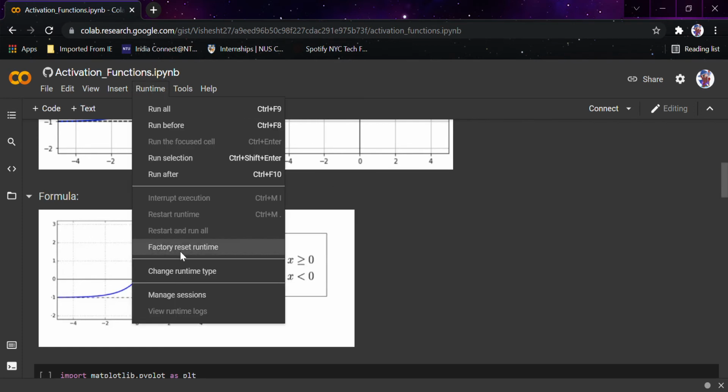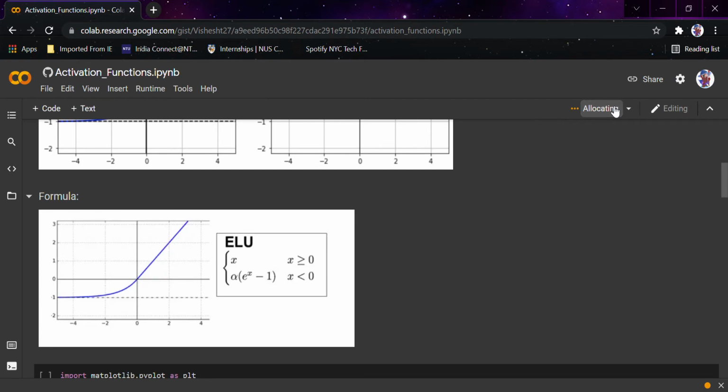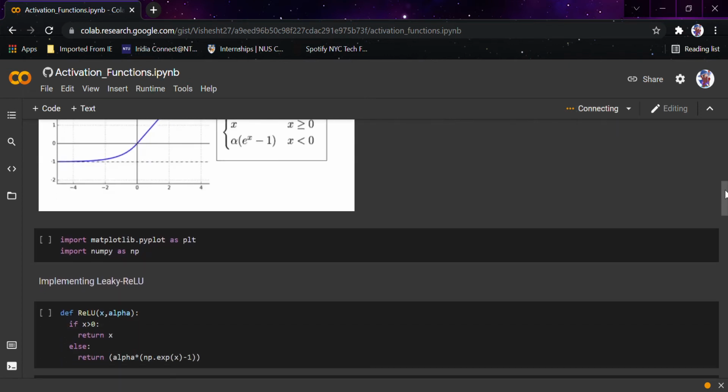For running this notebook, I would first simply go here, set it to TPU, and connect. And from the formula, you must be wondering what this term alpha is. So alpha is a term that we define, you can think of it as a learning rate or a particular constant that would help us get better values where x is less than 0.